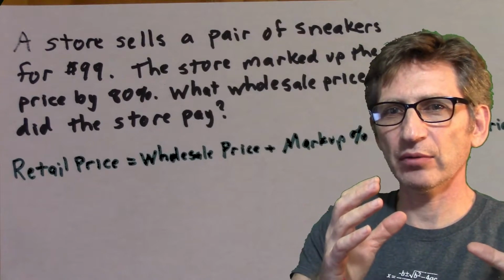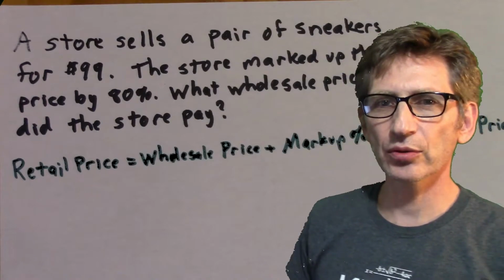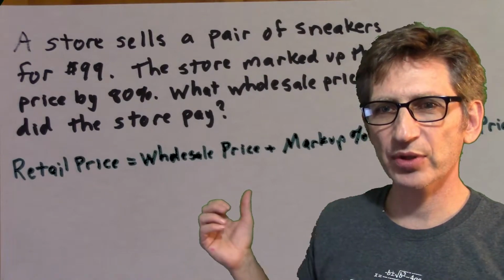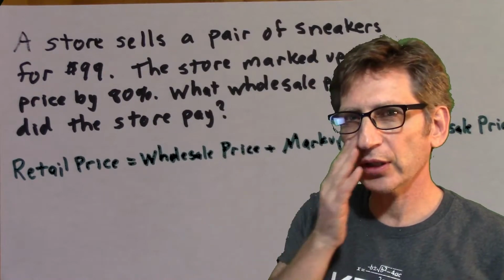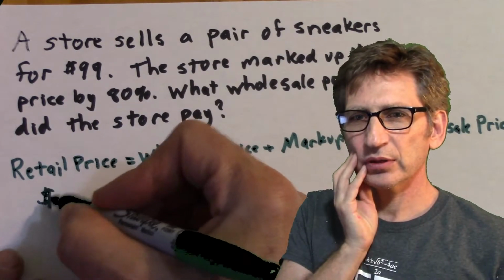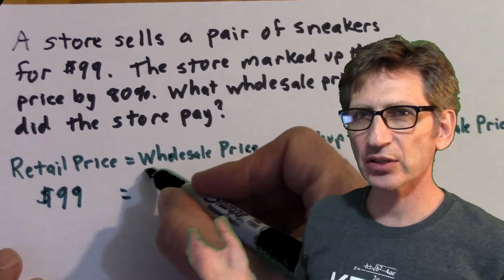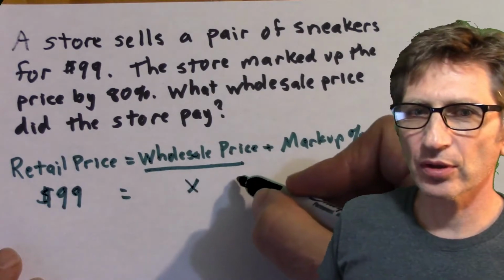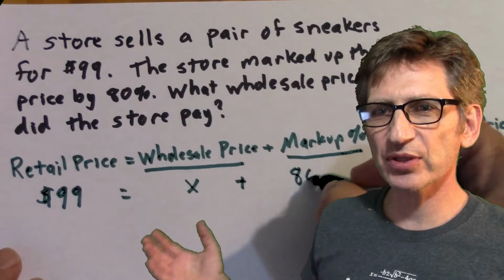Well, let's start writing down what we know. We know the retail price is $99. So $99 is going to equal the wholesale price plus the markup percent of the wholesale price. Let's put in the numbers that we do know. We know the retail price is $99. Put that in there. We know the 80% for the markup percent, but we don't know this wholesale price. That's our unknown. Let's just call it X because we can. So the wholesale price of X plus 80% of that wholesale price, or 80% of X.